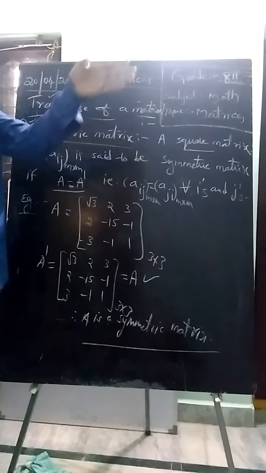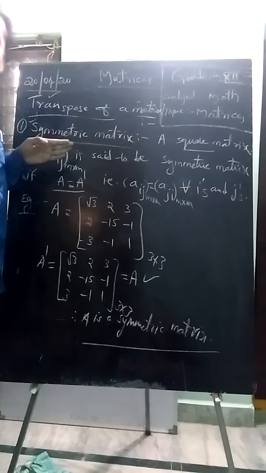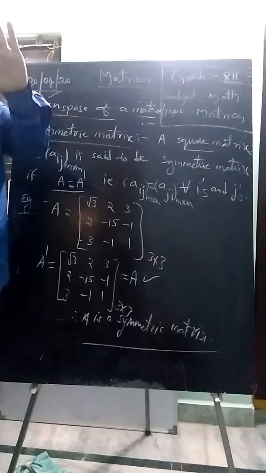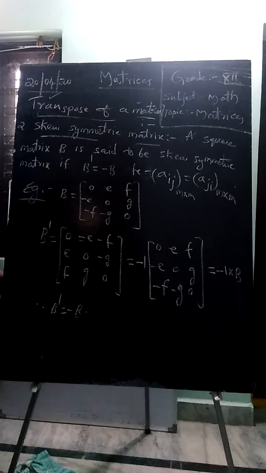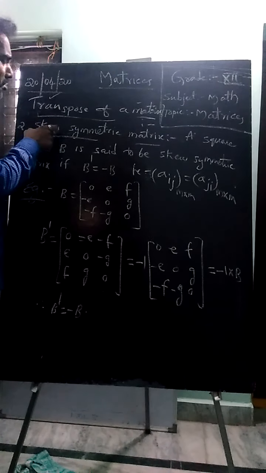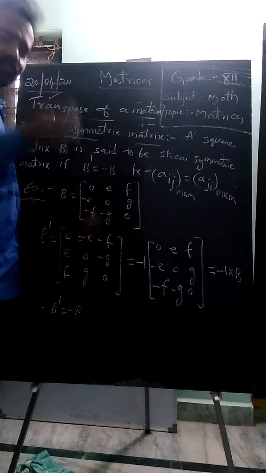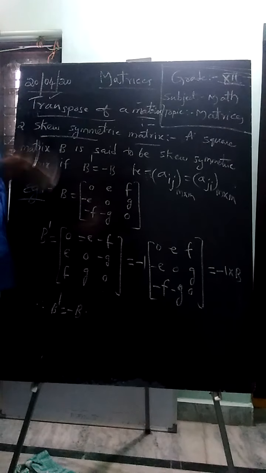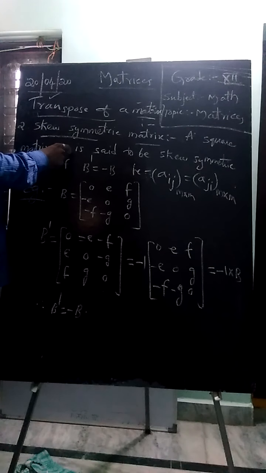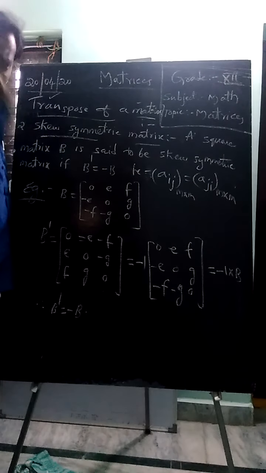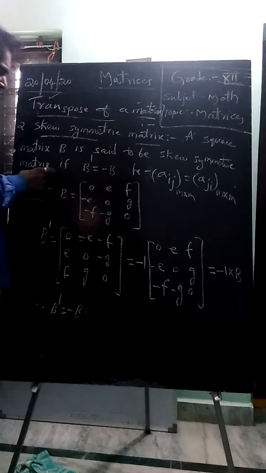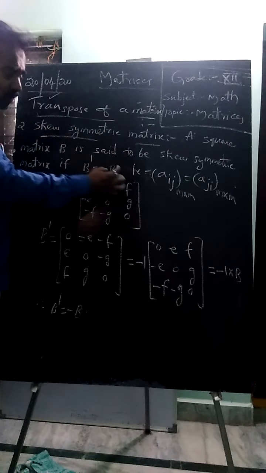So let us continue with skew symmetric matrix and some more properties on transpose of matrix, students. Previously we discussed symmetric matrix. Now let us discuss skew symmetric matrix. Skew symmetric matrix also exists only for a square matrix. Let us consider a square matrix B; it may be A, X, whatever. A square matrix B is said to be a skew symmetric matrix if B dash equals minus B.